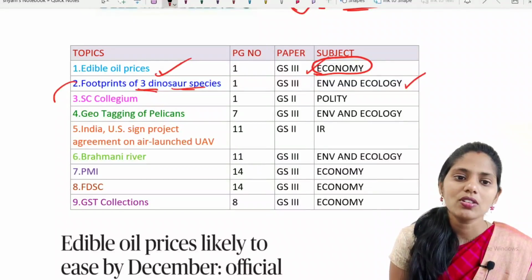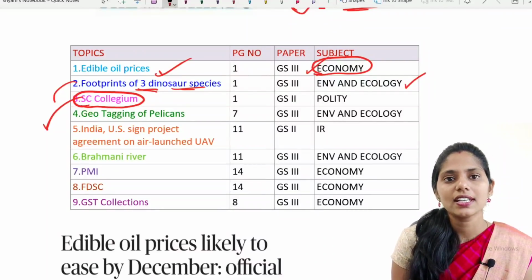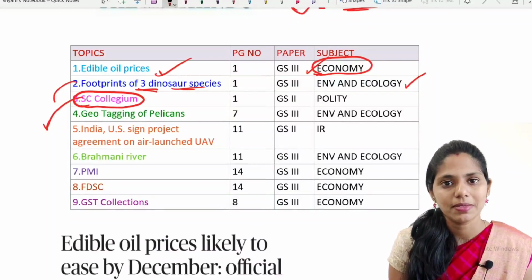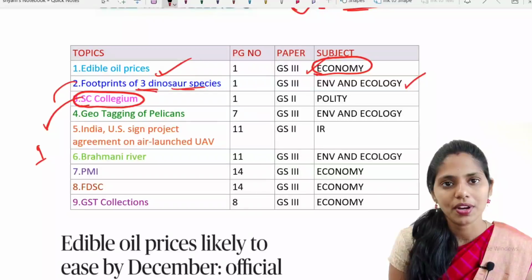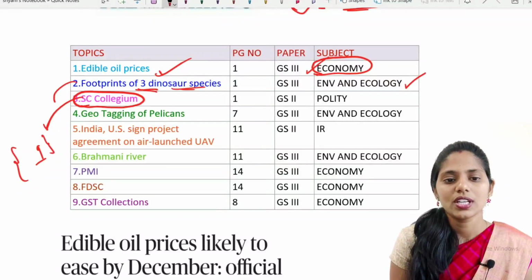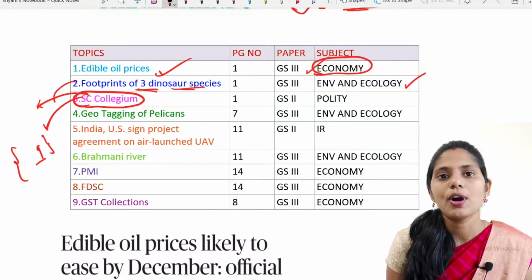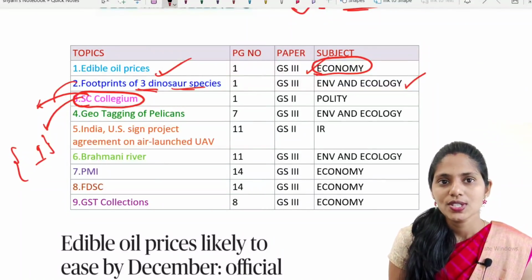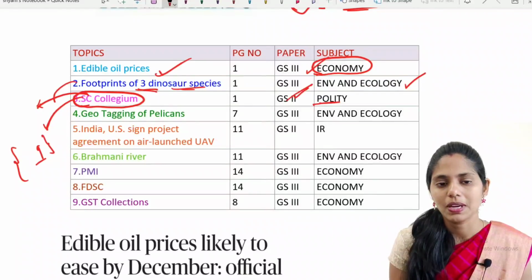And the next topic is about the Supreme Court collegium. We already studied that recently the Supreme Court collegium recommended some names to the President regarding appointment of judges of the Supreme Court, and 9 judges were appointed recently. Regarding this, now the Supreme Court collegium made recommendations for appointment of judges in high courts. So this article will be important from the polity point of view which comes in GS paper 2.